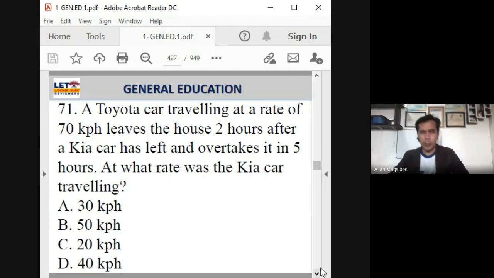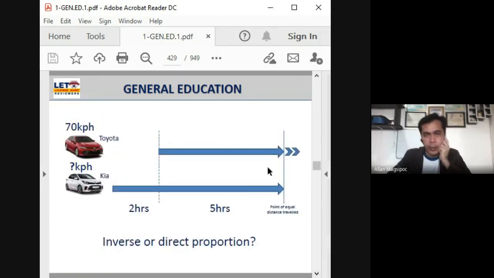Kung titingnan mo ang problem, maraming parang confusing ang problem. But if you're going to write it, ano yung A is to B, and C is to D niyan. Okay, but the correct answer here muna is, yes, it's 50 kilometers per hour. You're correct. So how do we get that? 50 kilometers per hour. Look at this illustration.